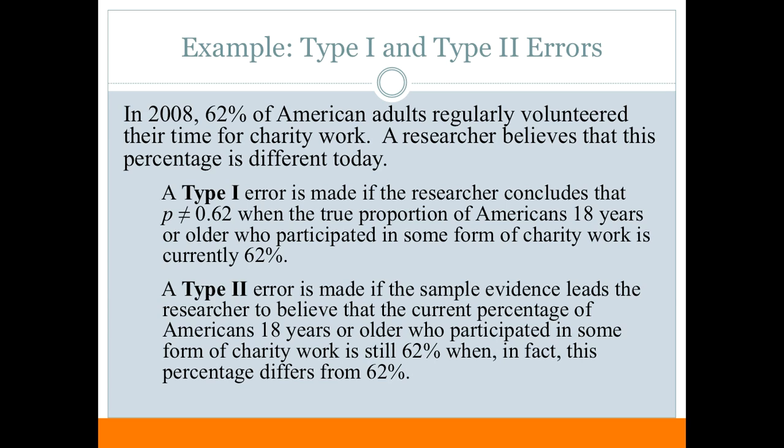And a type 2 error is just the opposite. The sample evidence leads us to believe that the current percentage of Americans 18 and older who did participate in some form of charity work is indeed 62%, when actually the percentage is different than the 62.